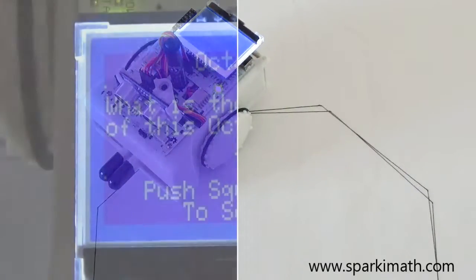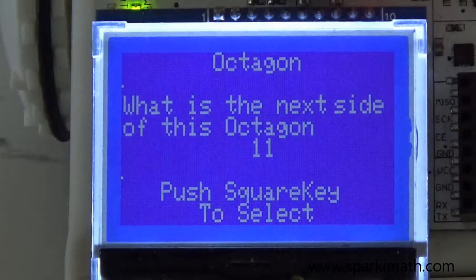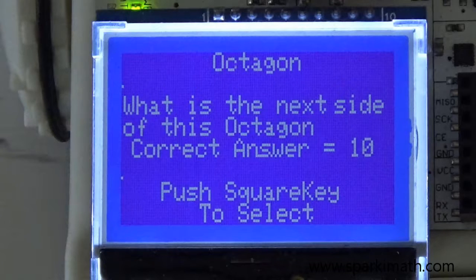That's the outside angle. Then he says, what's the next side of this octagon? Well, I'm so confused now that I can't remember. I think it's 11 centimeters. Let's see what Sparky says. No, it's not. Oh, that's right. It was 10 centimeters. So the correct answer is 10.